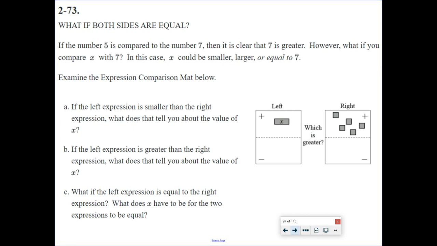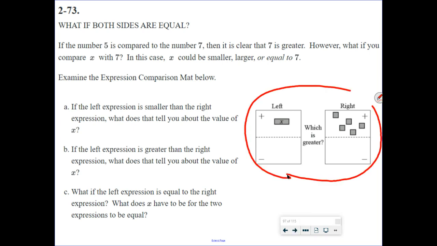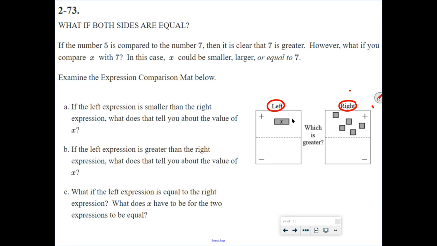Examine the expression comparison map below. This one right here, see it? Okay. On the left-hand side, we've got an x. On the right-hand side, we have 5. Okay. So the question is, question A. If the left expression is smaller than the right expression, what does that tell you about the value of x? If this is smaller than this, what must be true about x? Take a second, think about it, write it down, and then when you're done, unpause the video and see if we agree.